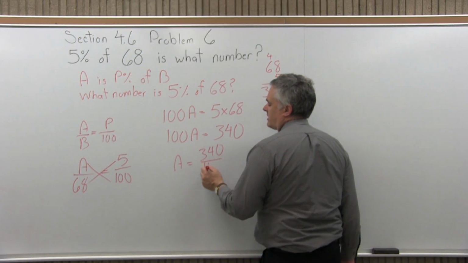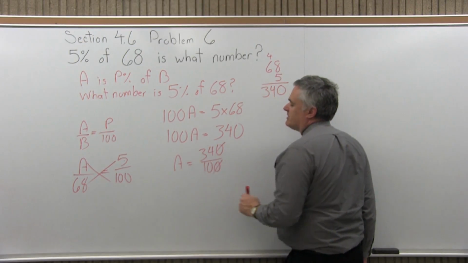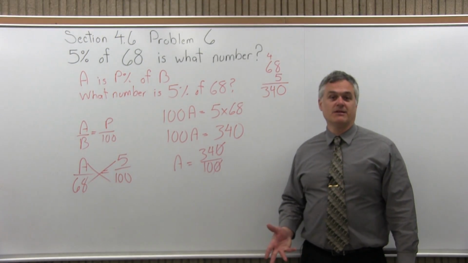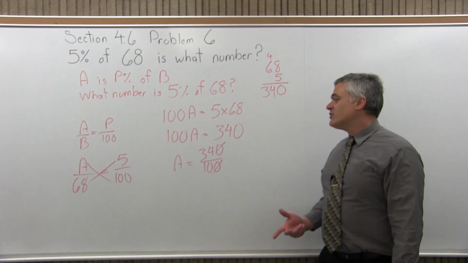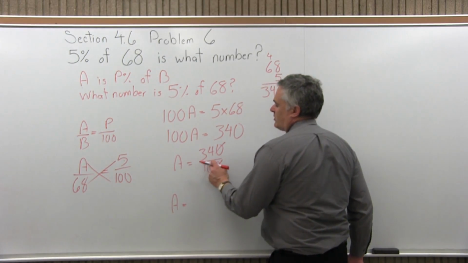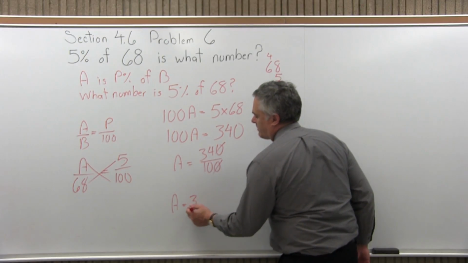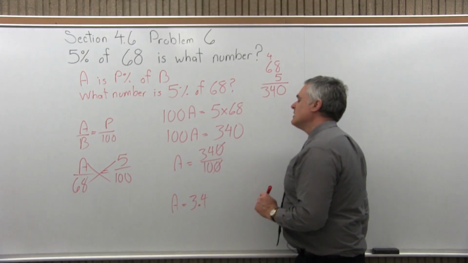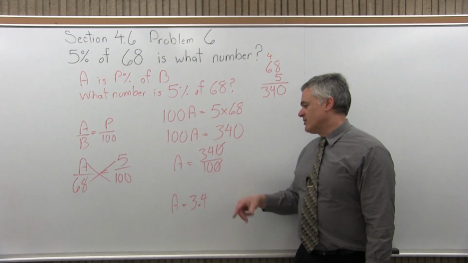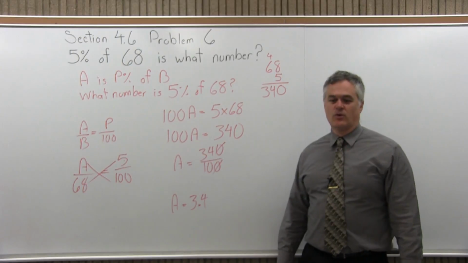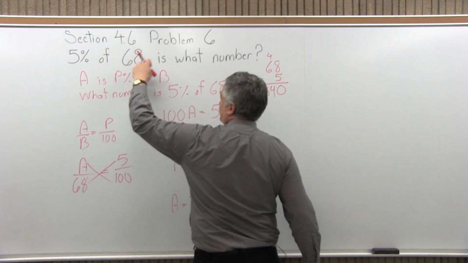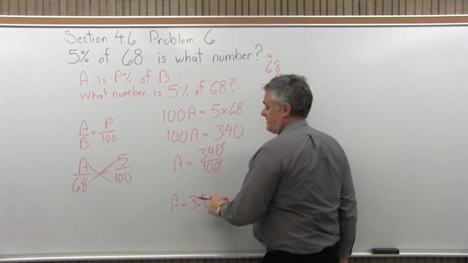340 over 100. Now where they both end in a 0, I can cancel a 0. Essentially I'm dividing the numerator and denominator both by 10 when I cancel a 0. I have 34 divided by 10. And dividing by 10, I know the 1 0 pulls the decimal back one spot. It will be 3.4. If you don't know that trick, you could either divide it with a calculator or divide it out the long way, but you will for sure get 3.4. So that's our answer. 5% of 68 is 3.4. That's what it is.